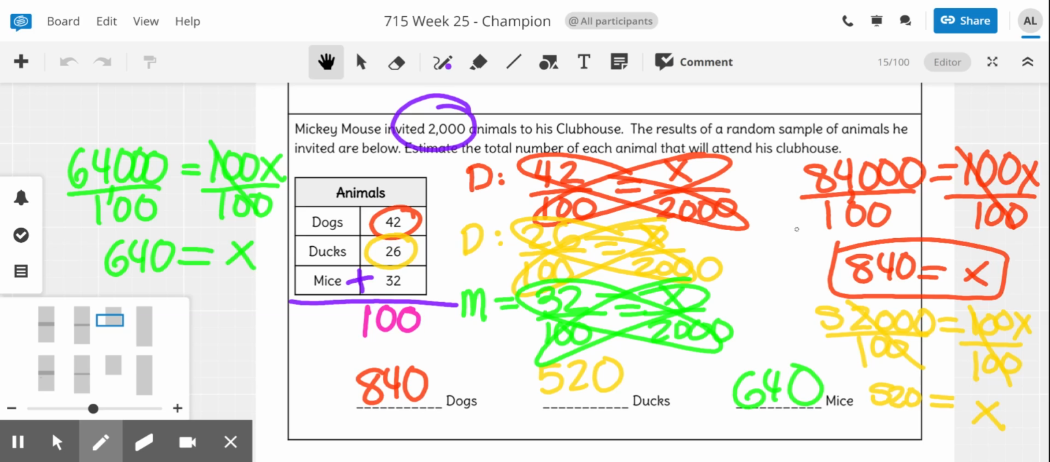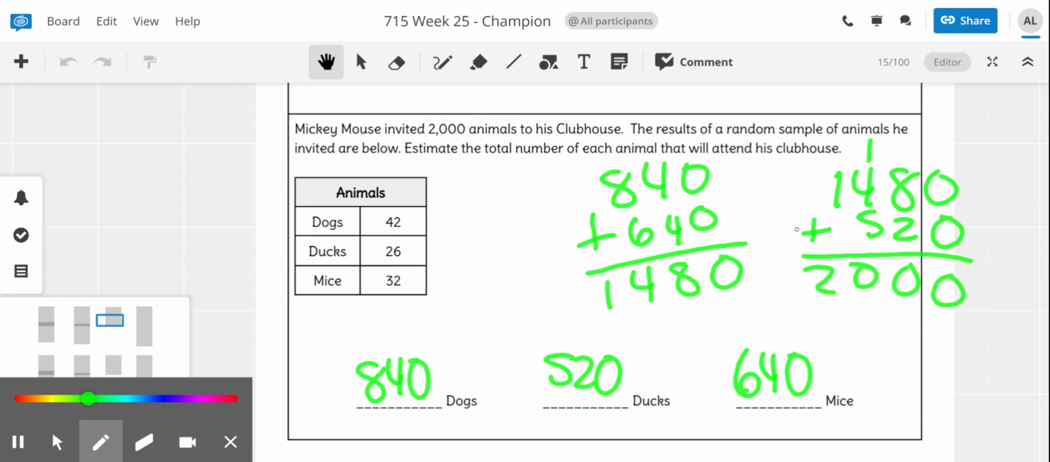Now to check and make sure that all of these are accurate, we need to add them together to make sure that they are 2,000. So add 840 plus 640 plus 520. I could have used a calculator, but in this case I just did this the long way and I get 2,000.